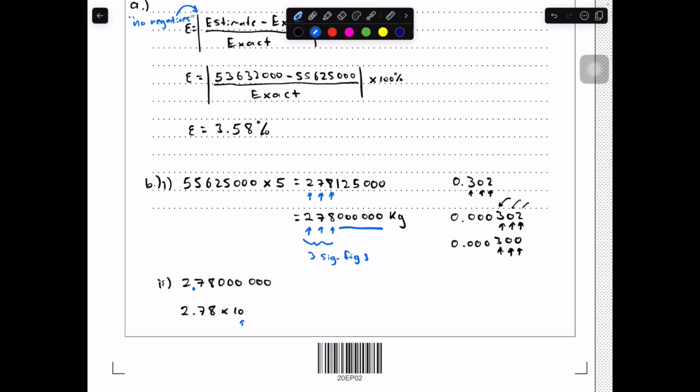So if we're at this point, 2.78, we'd have 1, 2, 3, 4, 5, 6, 7, 8 hops. So we would write this as 2.78 times 10 to the 8. And this is telling us that we want 8 zeros, essentially, after our decimal point. There it is, in scientific notation: 2.78 times 10 to the 8.